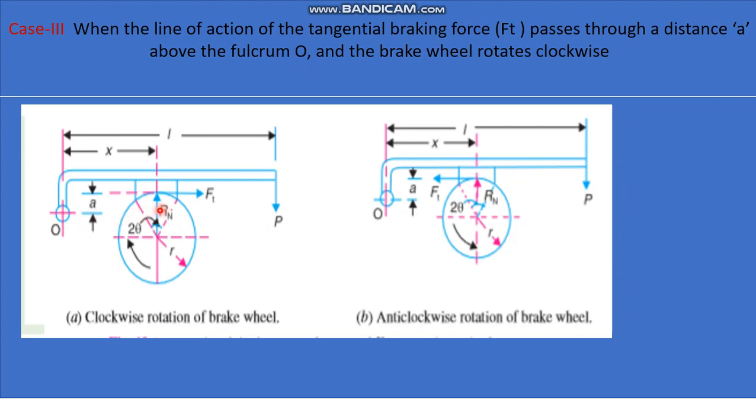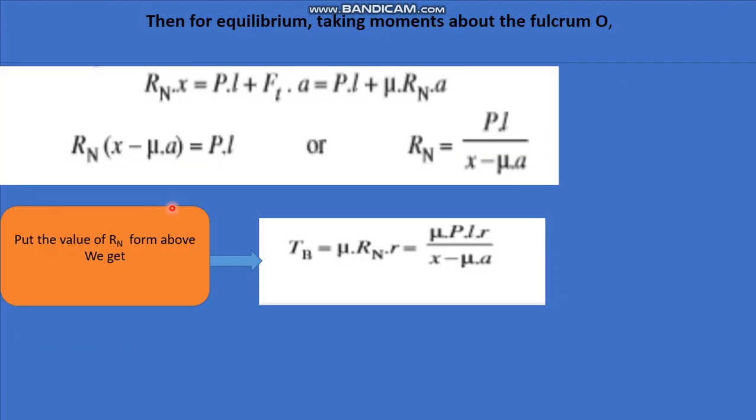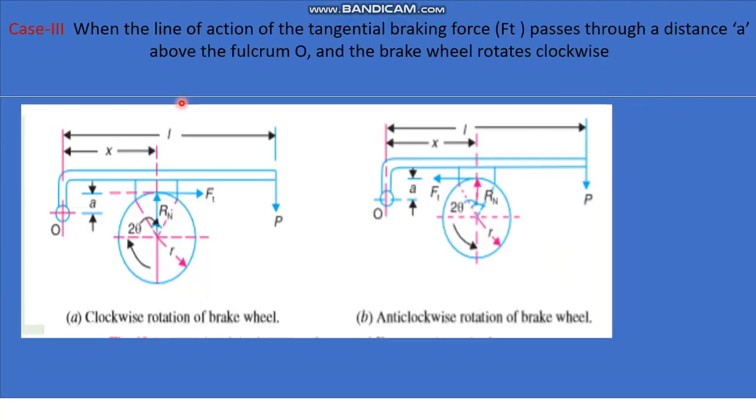Now in this case we have to find the braking torque. To find the braking torque, the system must come into equilibrium. Now we have to apply the moment theorem. And what is the moment theorem? That the clockwise moment is equal to anti-clockwise moment. Now you can see here in this diagram that only Rn is in anti-clockwise direction, but Ft is in clockwise direction and P is in clockwise direction about the fulcrum point O.